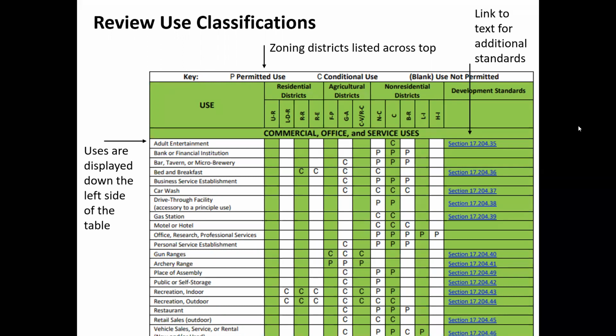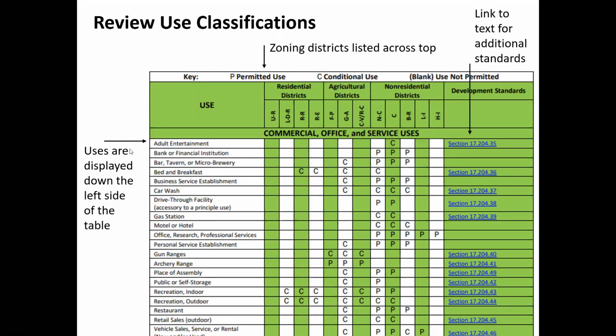At the time that you're reviewing your uses, I'd also encourage you to think about organizing them in a way that's understandable and more usable. So in this example, the image that I've pulled here is from Marathon County, and they've created a use table. So you can see that they've organized their zoning districts across the top. These are the zoning districts that they have within their community. And then they have uses listed down the left side of their tables.